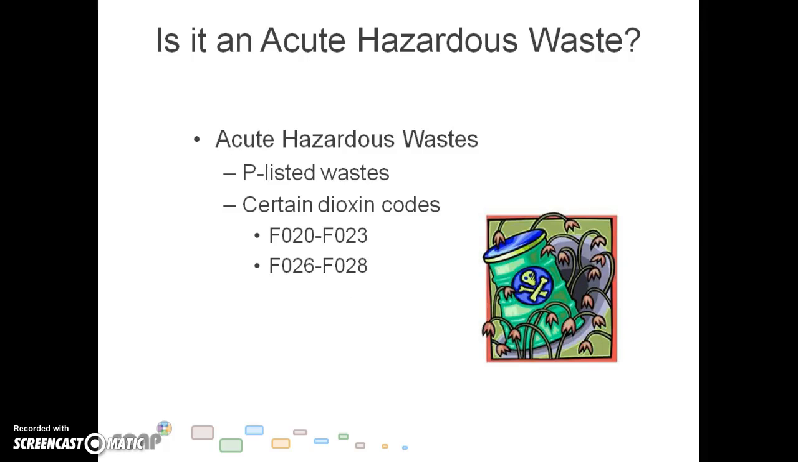Even when managed properly, some listed wastes are so dangerous that they are called acute hazardous wastes. Acute wastes can be fatal to humans even in low doses. The wastes include the P-listed wastes and certain F-listed dioxin codes. The remaining codes are non-acute.